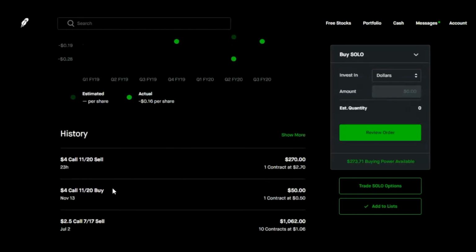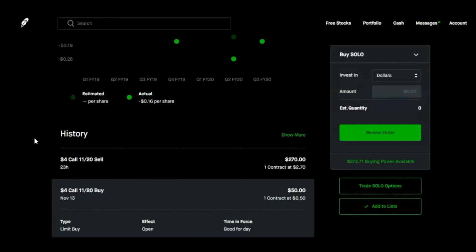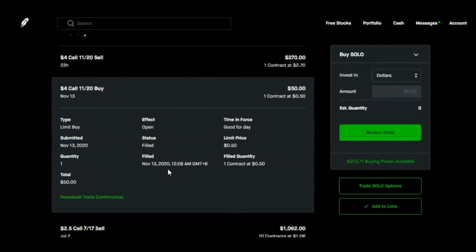So what I did is I simply bought a simple contract. I bought a $4 call, right, with an expiration of 11/20. I bought it for 50 cents. I bought it on November 13th. I just bought one contract, guys, so I just put up 50 bucks. That's it. Using options, remember now, each contract is worth 100 shares.